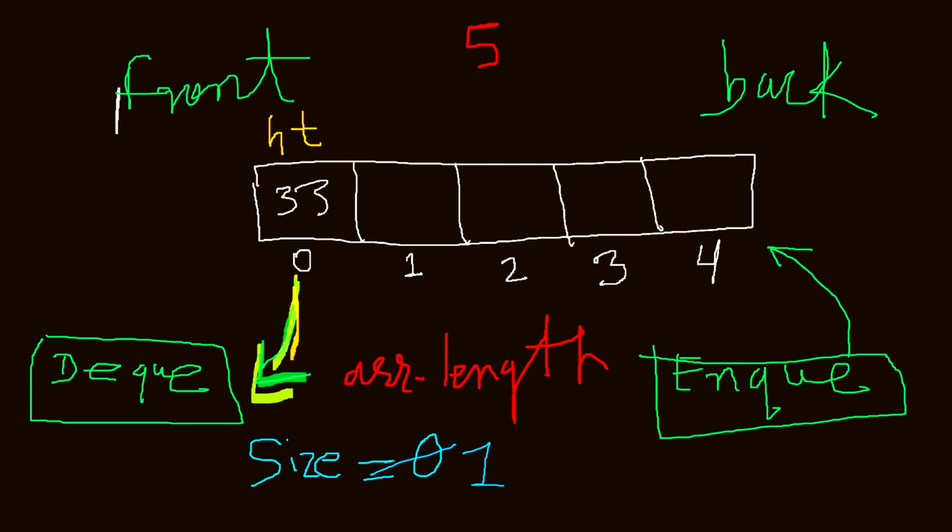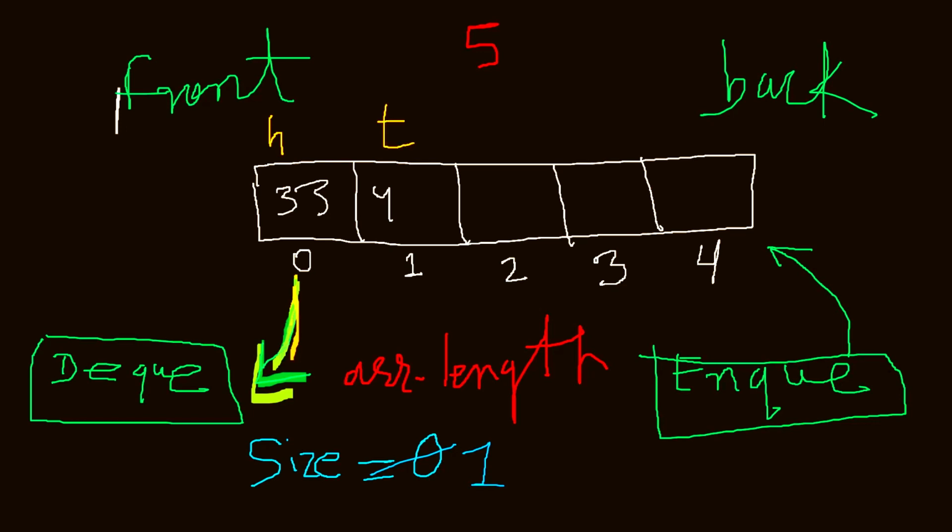So now let's add another element. Let's say add 4. When 4 is added, the tail will move from index 0 to index 1, right?